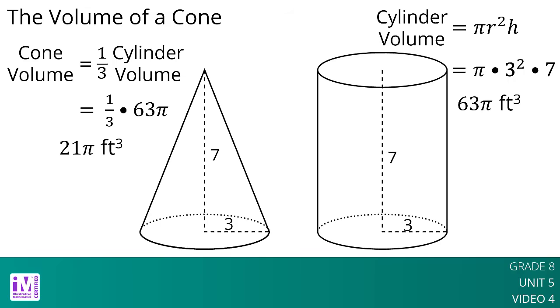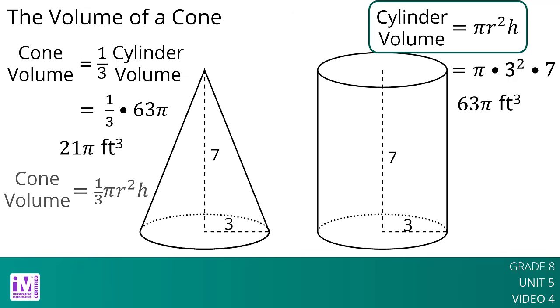If the radius for both is r and the height for both is h, then the volume of the cylinder is pi times r squared times h. That means that the volume of the cone equals 1/3 times pi times r squared times h. This means that if we know the radius and height of a cone, we can find the volume. It is also true that if we know the volume and one dimension, either radius or height, we can find the other dimension, just as we did with the cylinder.